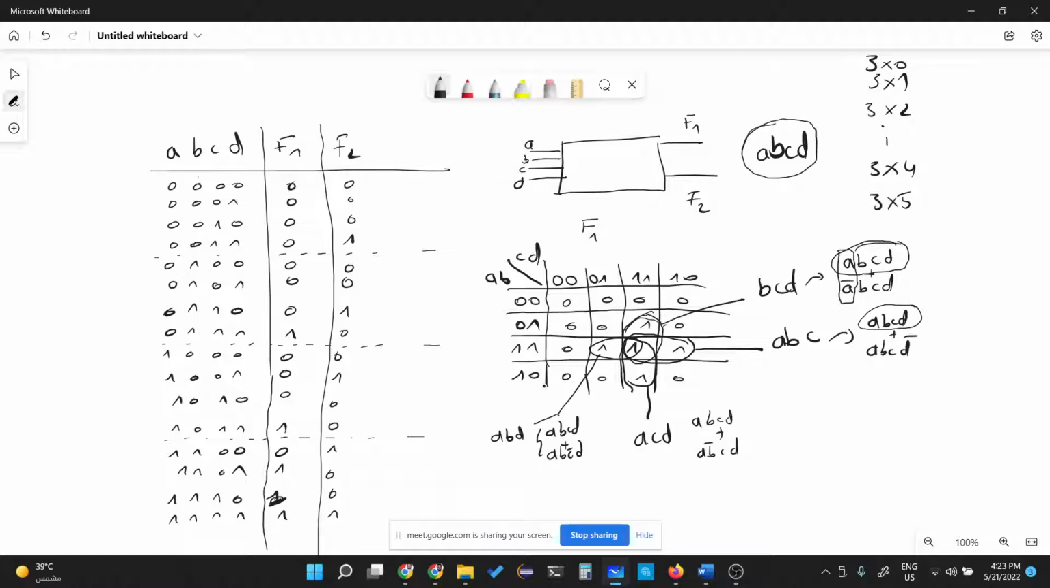Okay, so this is the first function, f1. And then we have the second function, f2. Let's draw a second table for f2.